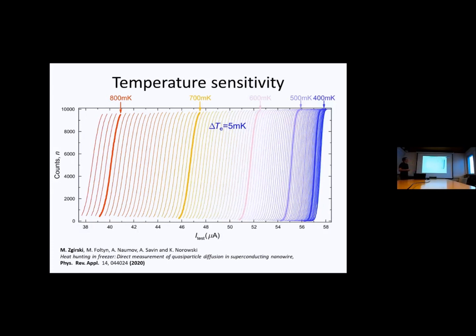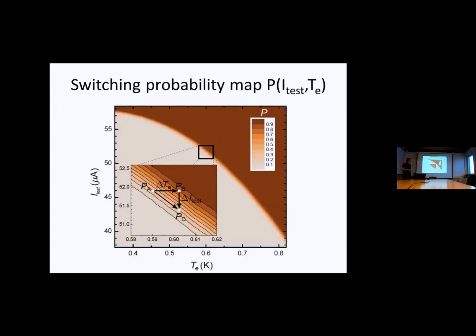So here I change the bath temperature from 100 to about 800 mK in steps of 5 mK. So these are experimental data, and this can be considered as a kind of full calibration of my thermometer. So now let's stack these curves side by side to build the color map, the probability map.